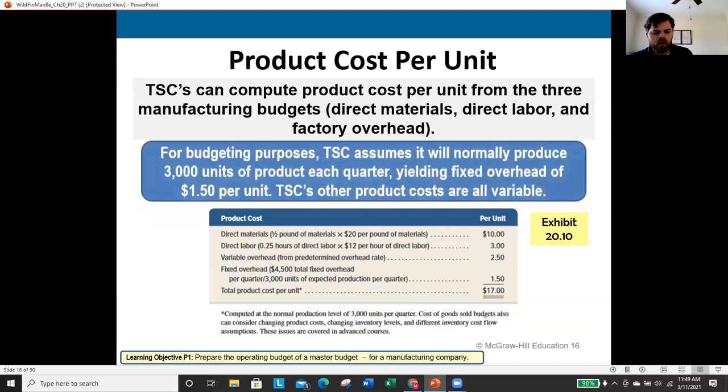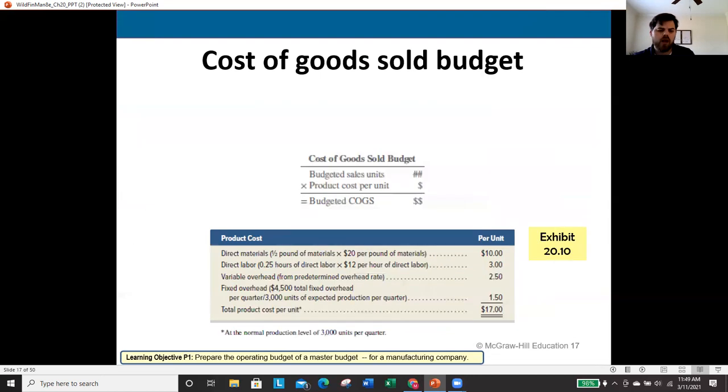Now, once again, in this case, we are assuming that we will actually produce the same 3,000 units of product each quarter. If that was changing, then we would have to change that in our product cost calculation for each quarter. Now, at this point, we are now able to actually calculate my cost of goods sold budget.